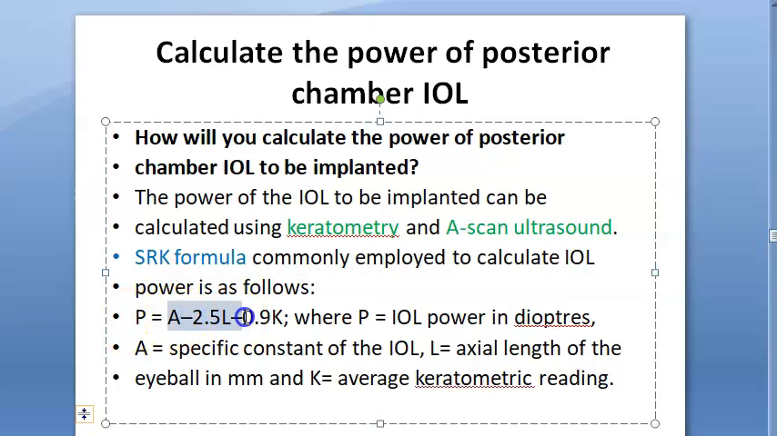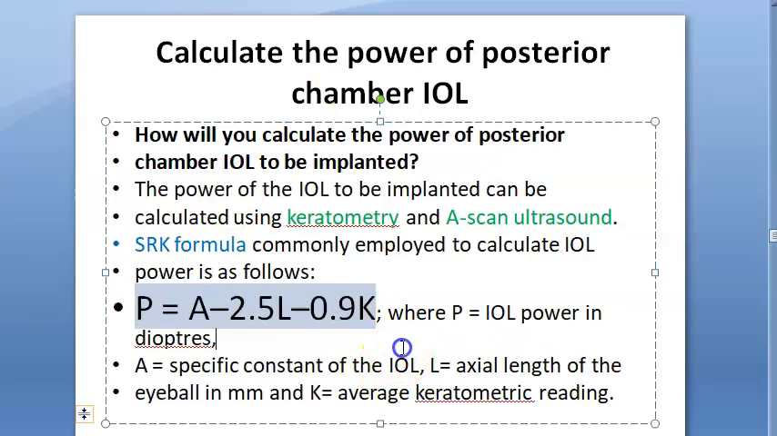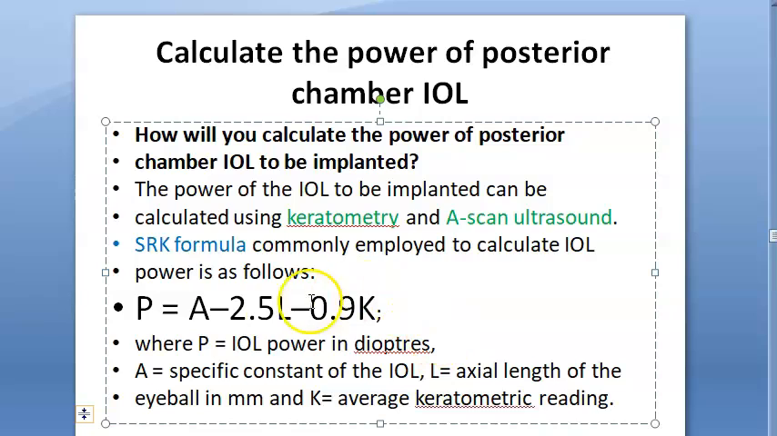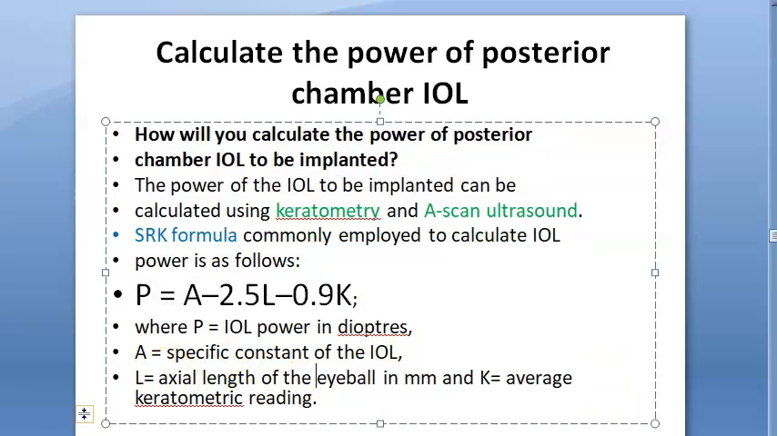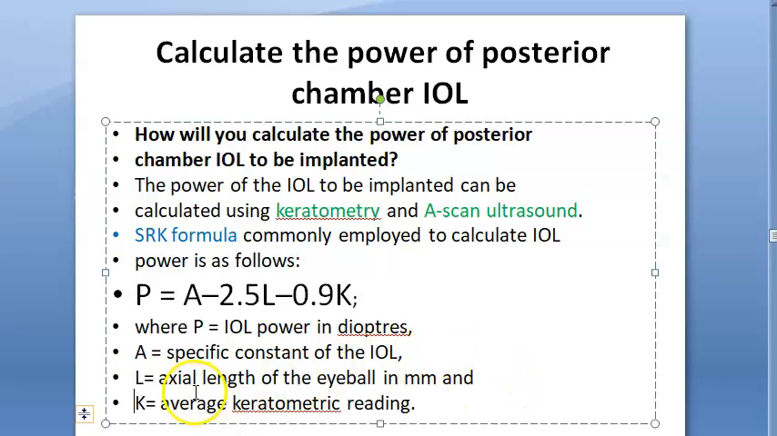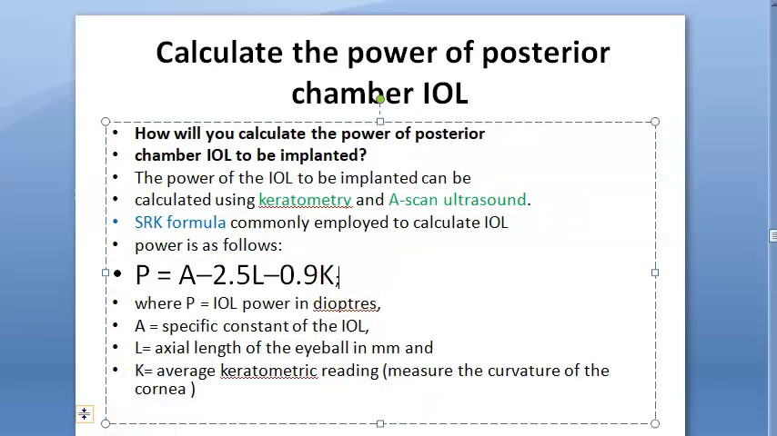Power is equal to A minus 2.5 L minus 0.9 K. Wow. So this formula, if you remember, you will get marks. P is equal to A minus 2.5 L minus 0.9 K, where P is what? Power of the IOL that you want. It will be in diopters. A is a specific constant for the IOL. Some specific constant that the IOL comes with. L is the axial length of the eyeball in millimeters. So you should know the eyeball length. And K is the average keratometric reading. Keratometry will give the curvature of the cornea.